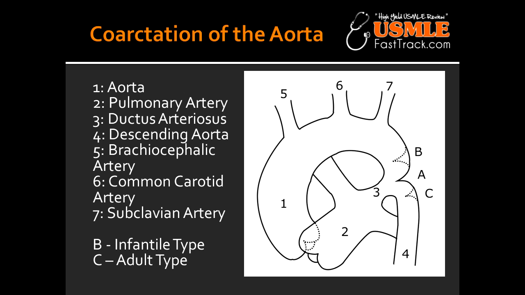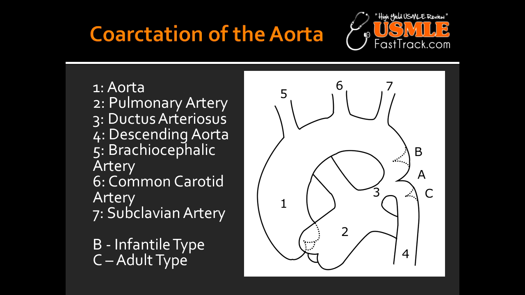What is adult type coarctation of the aorta? Adult type coarctation of the aorta is when the stenosis is distal to the ligamentum arteriosum, which means it's postductally. What are some of the conditions that would result from adult type coarctation of the aorta? It would lead to notching of the ribs, and this happens due to the collateral circulation. It would also lead to hypertension in the upper extremities and weak pulses in the lower extremities compared to the upper.